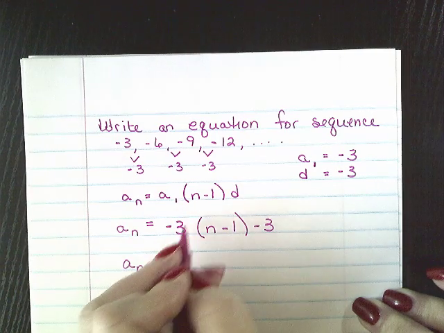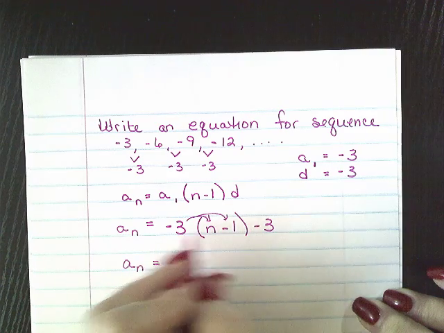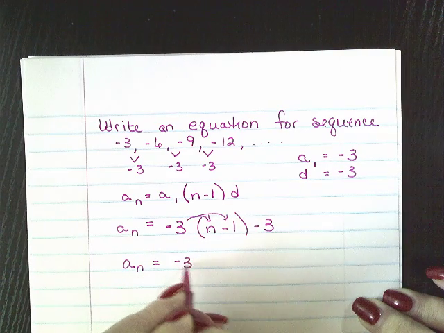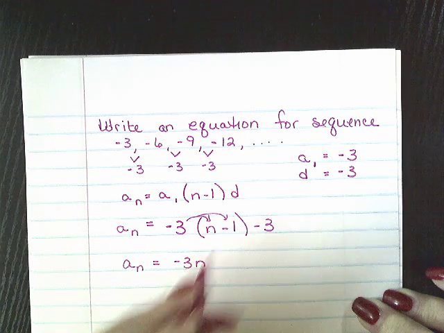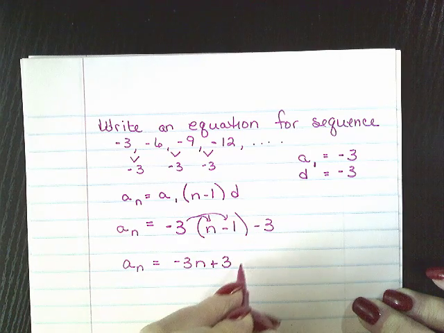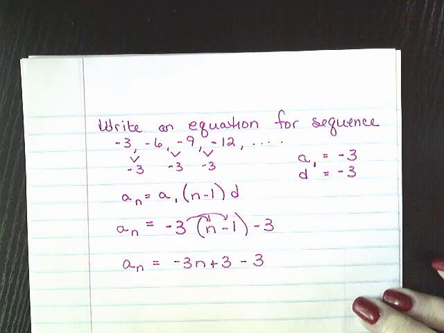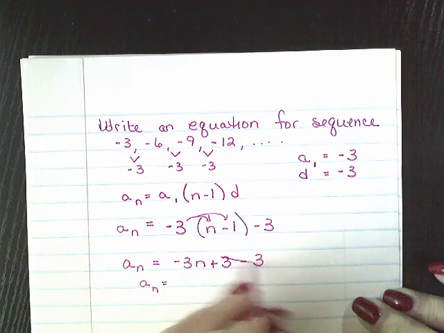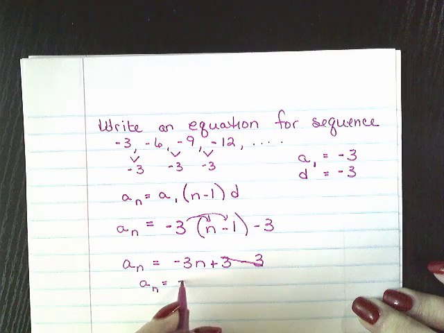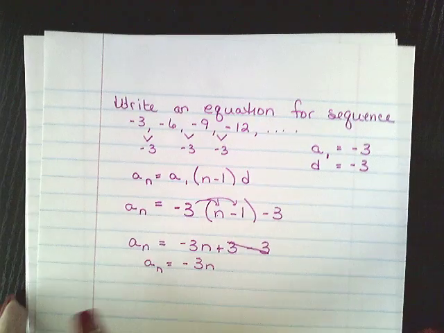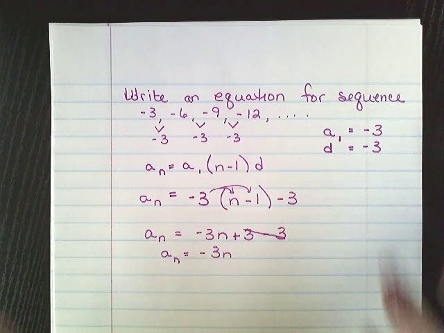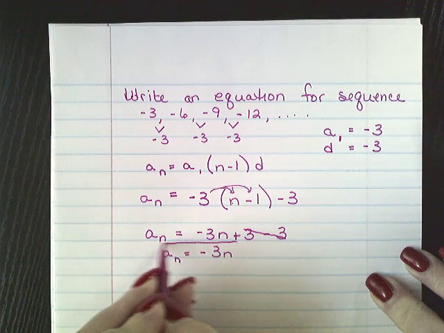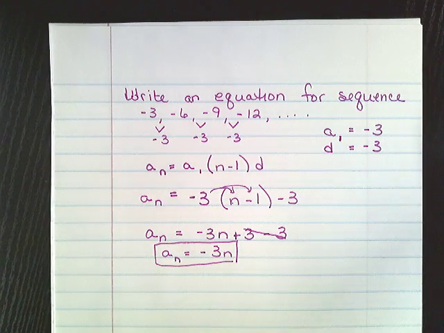Okay, so I'm going to distribute. So negative 3 times n is negative 3n. Negative 3 times negative 1 is positive 3, minus 3. Well, we know that positive 3 minus 3 is going to make 0. So a subscript n is equal to negative 3n. This is our equation. That's our equation.